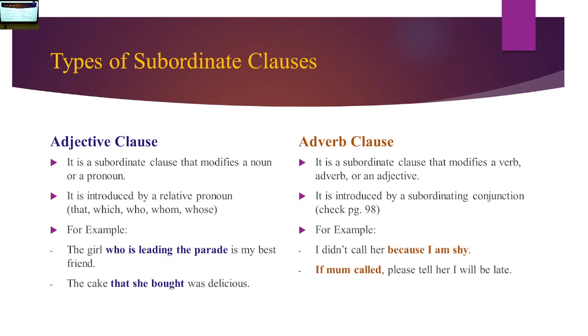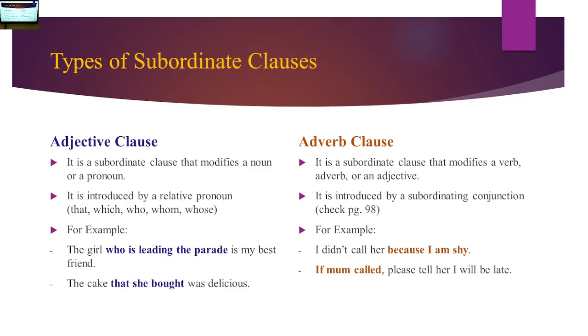Now the second type of subordinate clauses is the adverb clause. An adverb clause is a subordinate clause that modifies a verb, an adverb, or an adjective. Here, the first difference between adjective and adverb clauses is that the adverb clause is introduced by a subordinating conjunction. So you can check your books for subordinating conjunctions like although, though, since, if, because, etc.